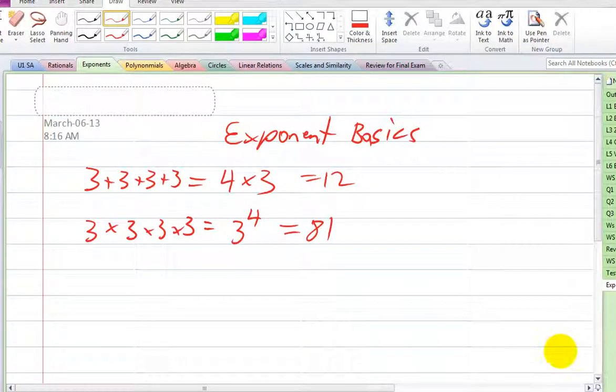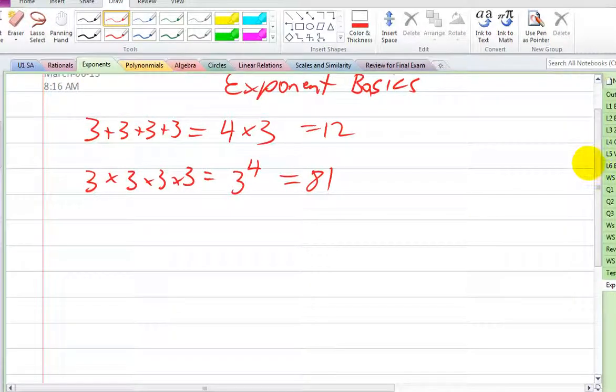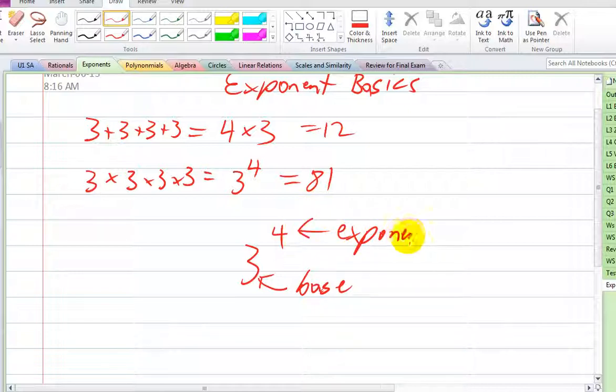So that's basically our exponent basics. So what we have here with 3 exponent 4, what do we call the 3? It's called the base. And the 4 is the exponent. What's the whole thing called? Altogether, it's called a power. We often call the exponent the power, and you'll hear me do that as well. Not technically correct, though. Okay?